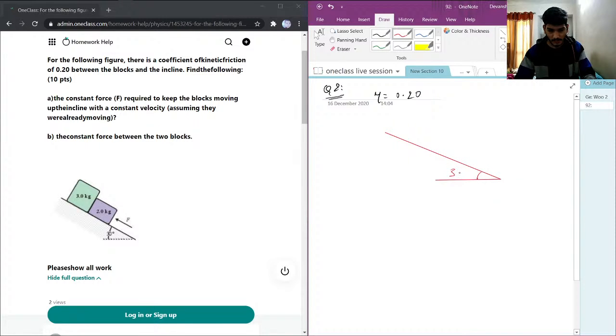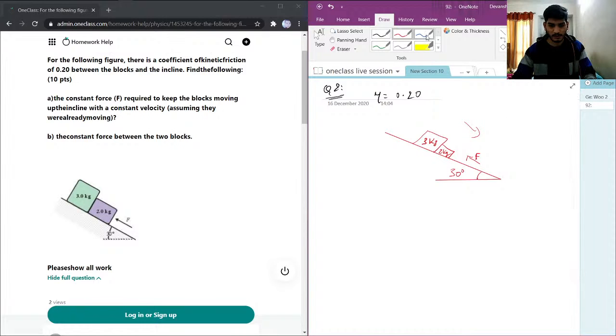We have the incline angle, we have a box, this is 3 kilograms, this one is 2 kilograms, and force F in this direction, and obviously the blocks will be moving in this direction.